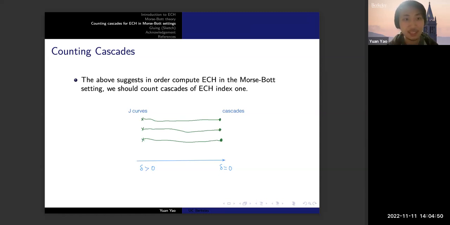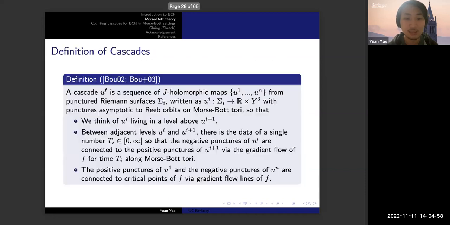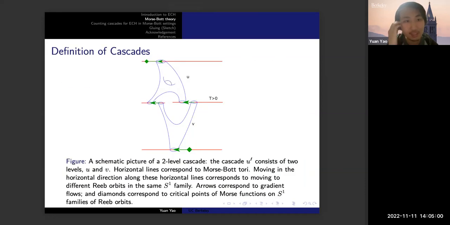And the way that I'm saying is that in order to do that, instead of counting holomorphic curves, you count cascades of ECH index 1 in the Morse-Bott setting that look like this. And the theorem is that if you count cascades with ECH index 1, this will automatically compute for you the ECH chain complex after you perturb away. So this is a computational tool for how to compute things in Morse-Bott settings.